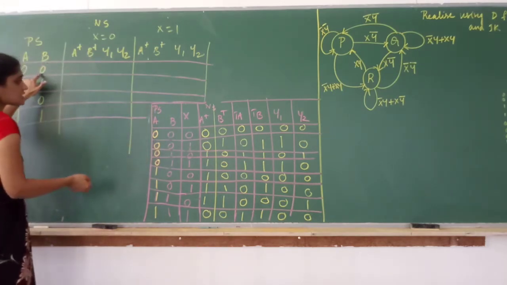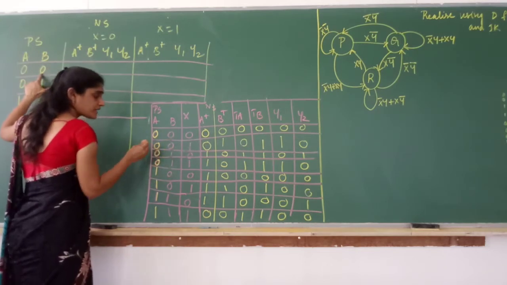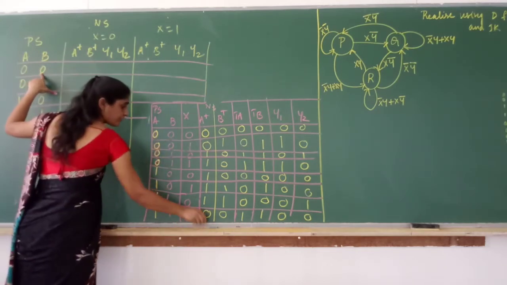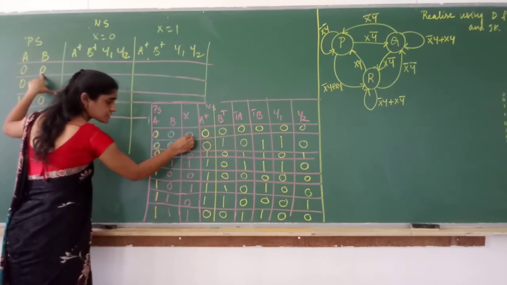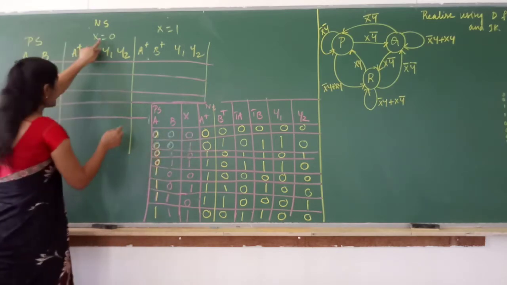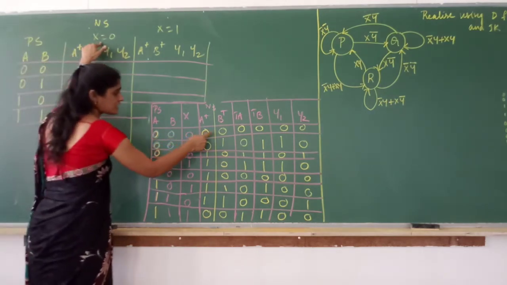Now, AB present state is 0, 0. Mark where all you have present state as 0, 0. You have present state as 0, 0 here and here. 1 is for when X is 0, 1 is when X is 1. So when X is 0, if present state is 0, 0, what is next state? 0, 0.